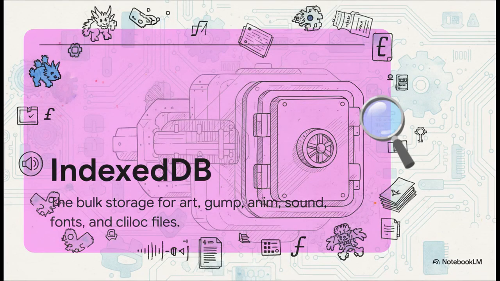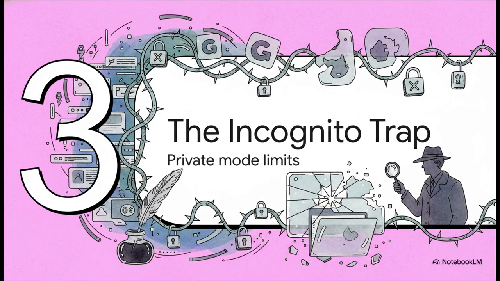Now, for those of us who aren't web developers, don't let the technical jargon throw you off. IndexedDB is simply the heavy-duty hidden folder your browser uses to stash the actual game files. It ensures that those gigabytes of assets don't have to be painstakingly re-downloaded every single time you want to play. Honestly, it's the secret sauce behind why your second visit to the web client launches in mere seconds instead of minutes. Moving right along to Section 3, the incognito trap.